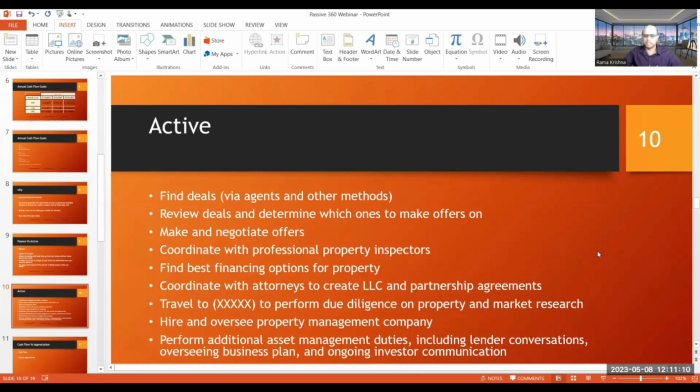partnership agreements between general partners and limited partners. You need to travel to the property and market to do that due diligence, and hire a third-party property management company to manage the property. There are also additional responsibilities like lender conversations, executing the business plan, and investor communications, such as monthly or quarterly reports.